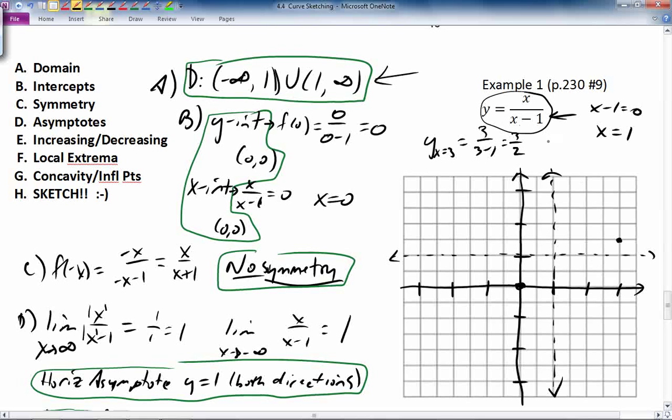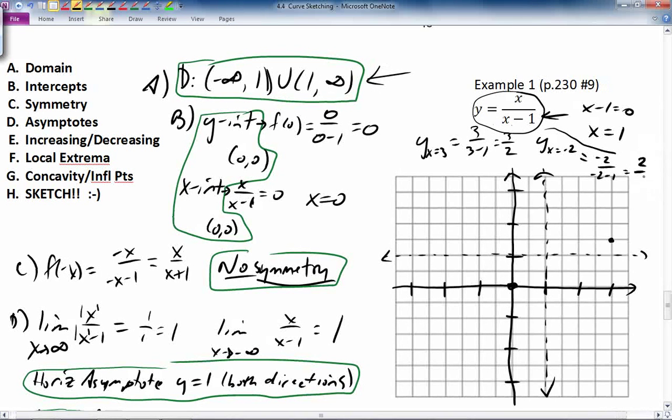What about at x equals negative 2? That gives me negative 2 over negative 2 minus 1. That gives me negative 2 over negative 3. That's positive 2/3. Okay, that gives me positive 2/3. So I have the point negative 2, positive 2/3 as another point.